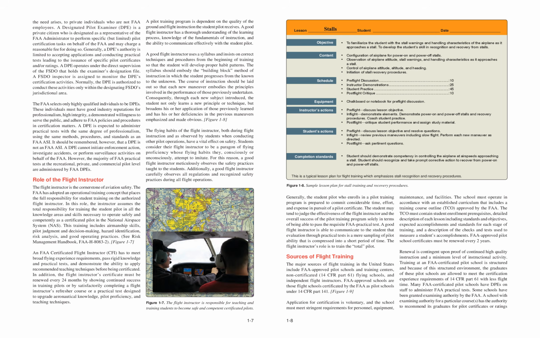The school must operate in accordance with an established curriculum that includes a training course outline, TCO, approved by the FAA. The TCO must contain student enrollment prerequisites, a detailed description of each lesson including standards and objectives, expected accomplishments and standards for each stage of training, and a description of the checks and tests used to measure a student's accomplishments. FAA-approved pilot school certificates must be renewed every 2 years. Renewal is contingent upon proof of continued high-quality instruction and a minimum level of instructional activity.